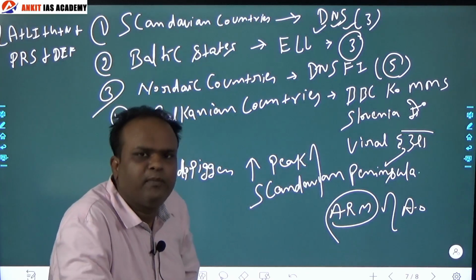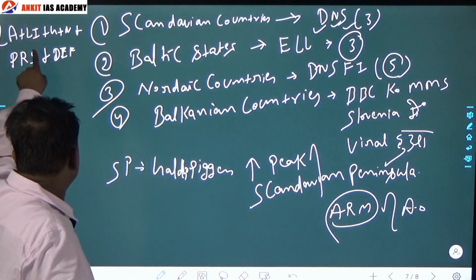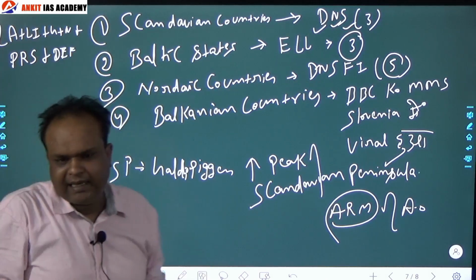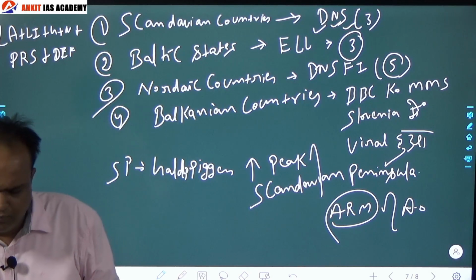This is the mnemonic to remember all the countries easily. Latvia, Lithuania, Germany. PRS stands for Poland, Russia, Sweden.